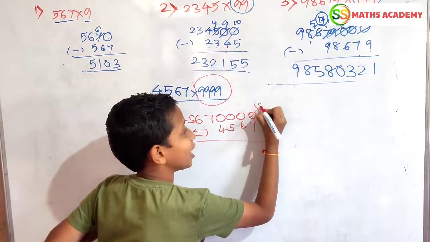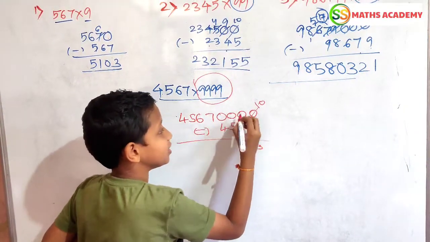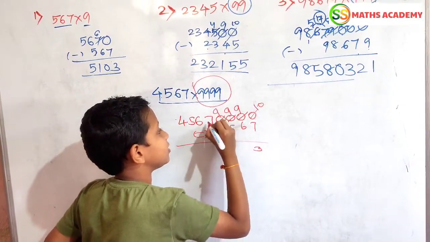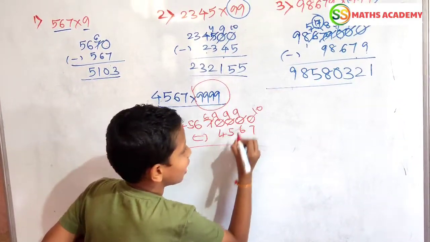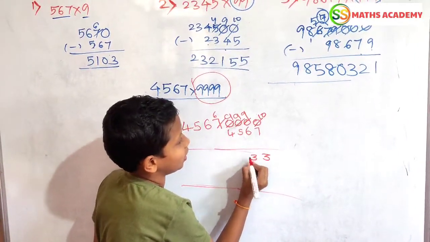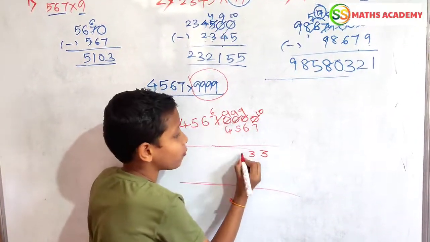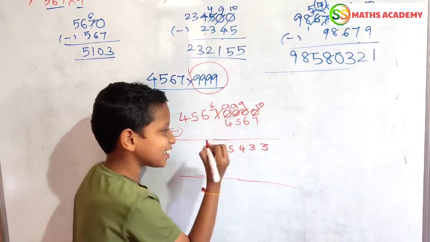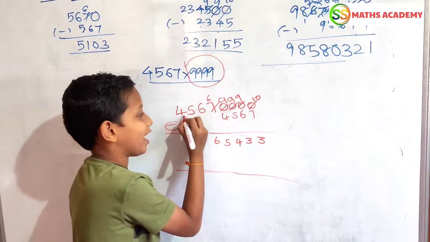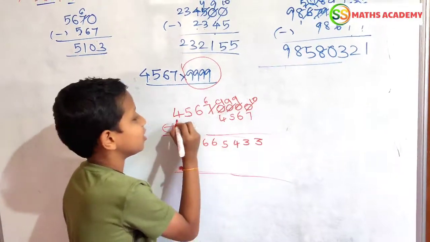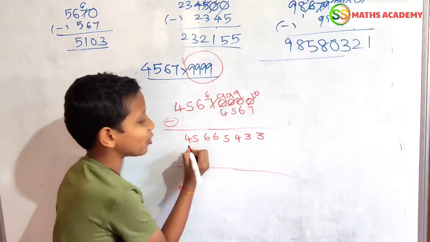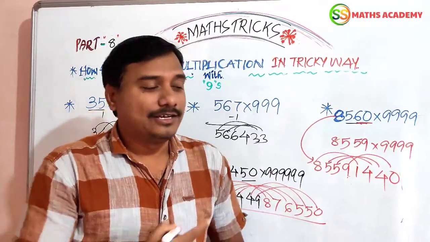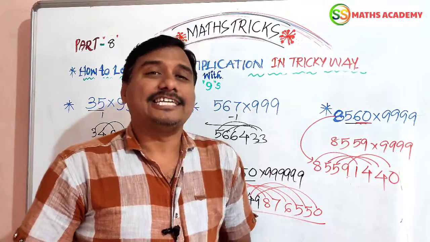Yes. 10 minus 7, 3. Here 9, 9, 9, 6. 9 minus 6, 3. 9 minus 5, 4. 9 minus 4, 5. 6 as it is, right friends? Then here 6, again 6, 4, 5. The answer is 4,... Thank you. I hope that you understand this technique.